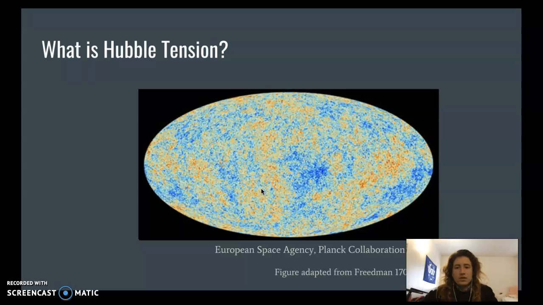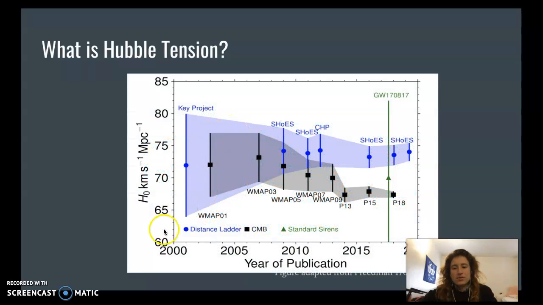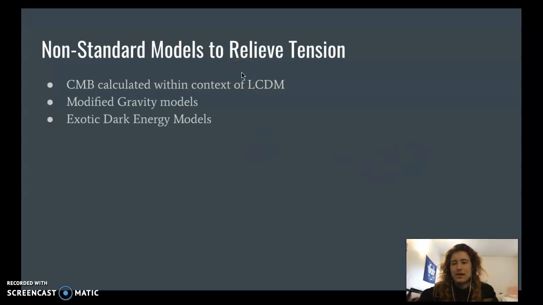The CMB first came up about 400,000 years after the Big Bang, which makes it early universe data. Over the past 10 years, 20 years, there's been a divergence between these two values, so much so within their uncertainties they're no longer equivalent, which is what we call Hubble tension. So I'm proposing non-standard might relieve this tension.